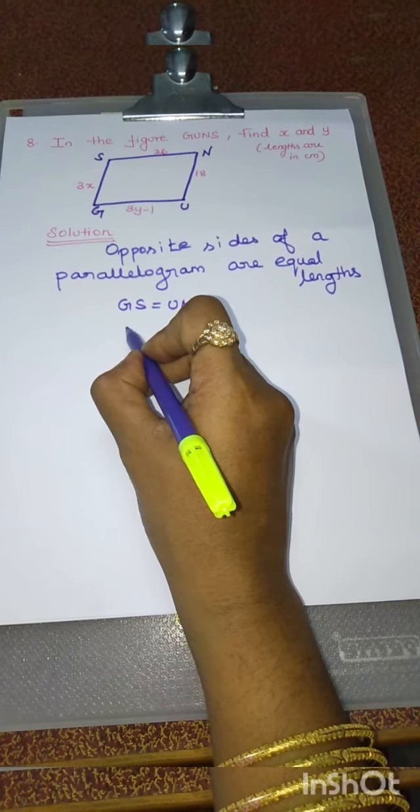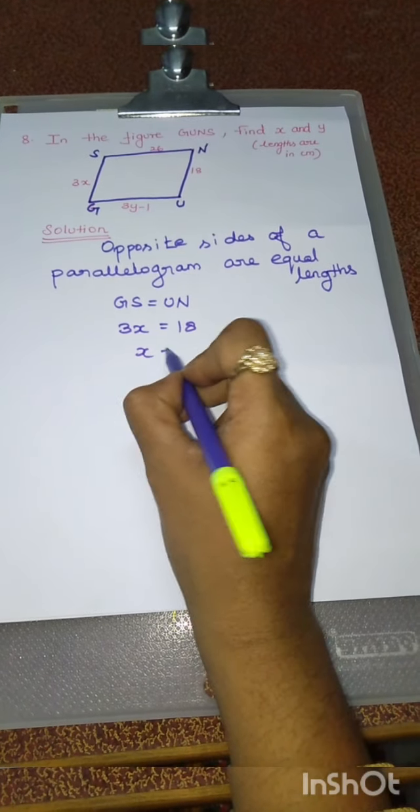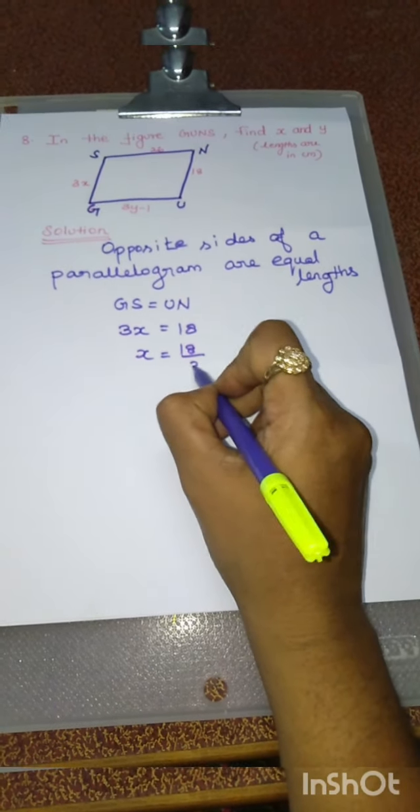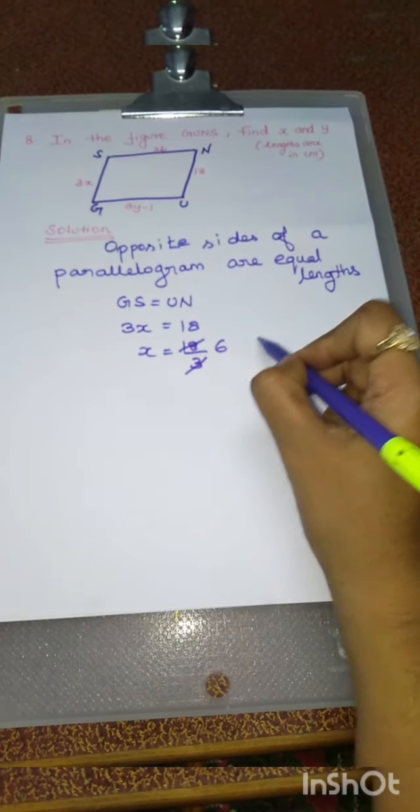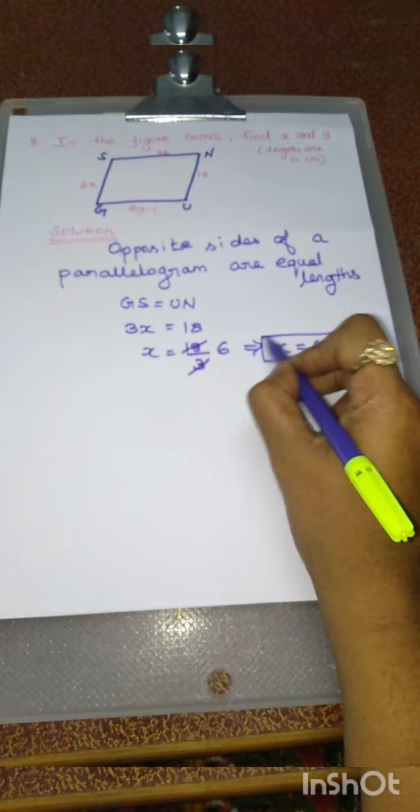What is the GS value? 3x. So 3x equal to 18. What is our X value? 18 by 3. So that is 6. Therefore X is equal to 6. This is our first value.